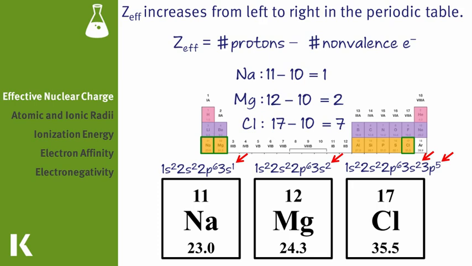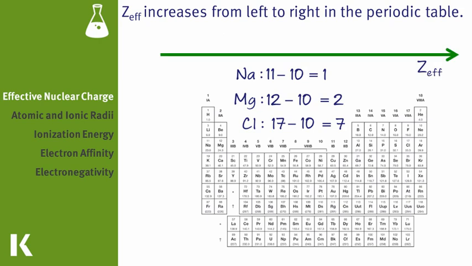These values indicate that as we move across a period from left to right, the effective nuclear charge increases. This is because there are more protons in the nucleus as we move from left to right, but the non-valence electrons remain the same. So as we add more electrons into the valence shell, they feel a stronger force from the nucleus due to the increased positivity.